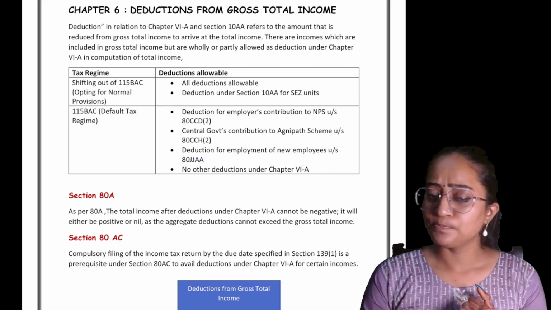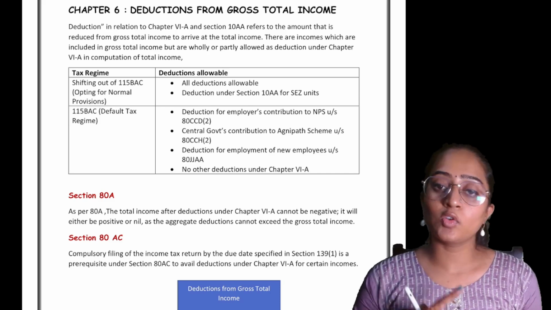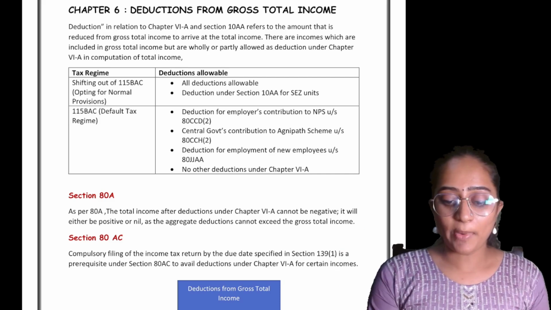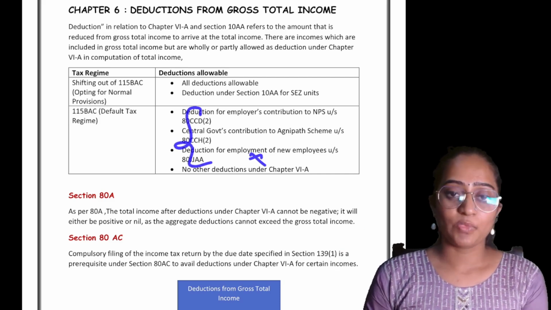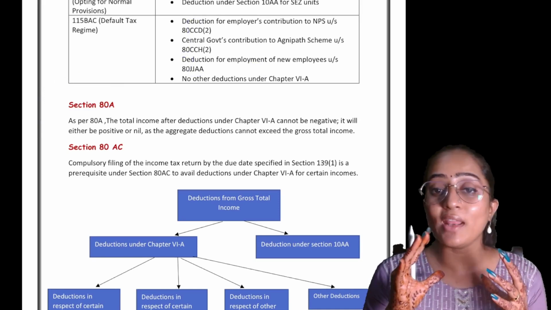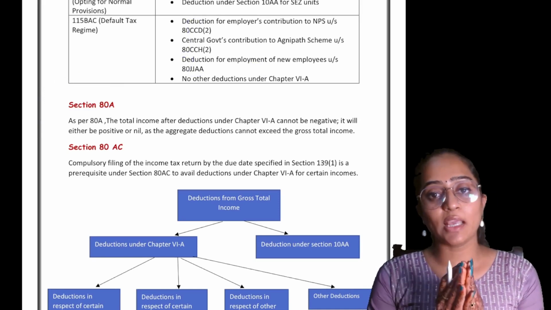You are not going to get 80C, you're not going to get 80D, 80E, you're not going to get all those sections. Apart from these three, you're not going to get anything. Clear? 80A represents that you cannot have your NTI as negative, you can only have it as positive or 0.